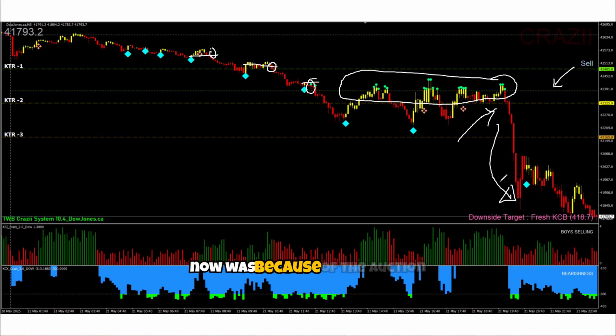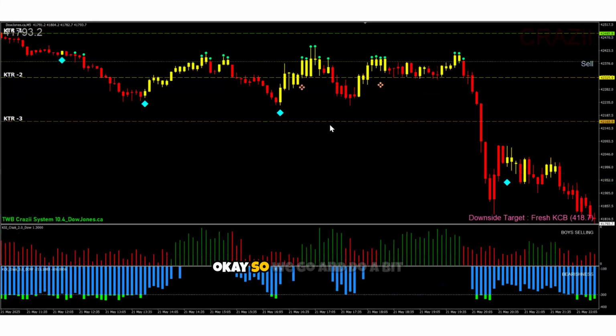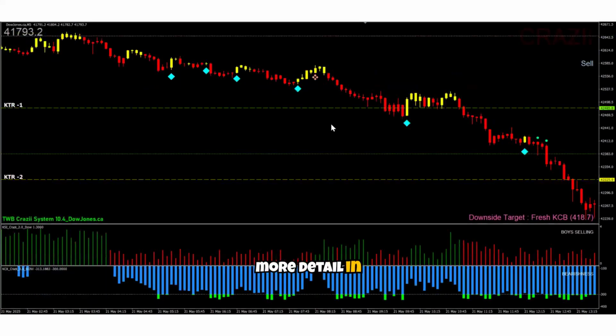Now, the price jump down was because of the auction market that came out on the bonds. If the auction wasn't that bad at 2.46, then the market would have stabilized. But because of the auction, the market pulls back. Okay, so we go into a bit more detail in the drawing.